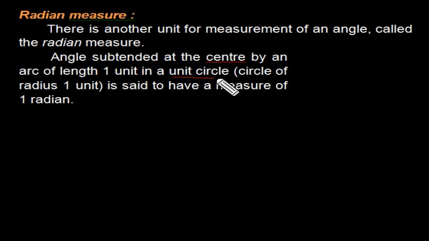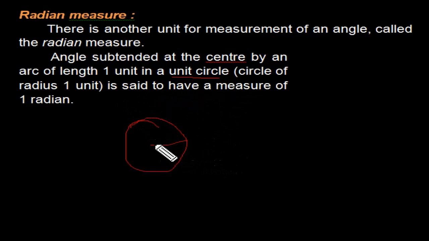First you should know what a unit circle is. A circle with radius 1 is called a unit circle. A circle with radius 1 unit is called a unit circle. That is what I am saying.